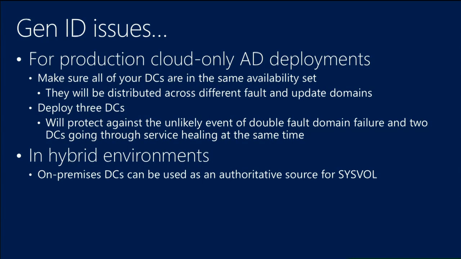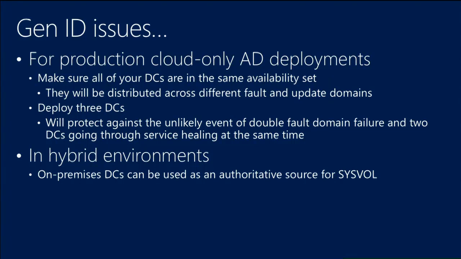So the recommendation, if you're doing cloud only for production, is to deploy 3 DCs. So in the unlikely event that there's a double fault domain failure, 2 DCs will be able to recover from that.